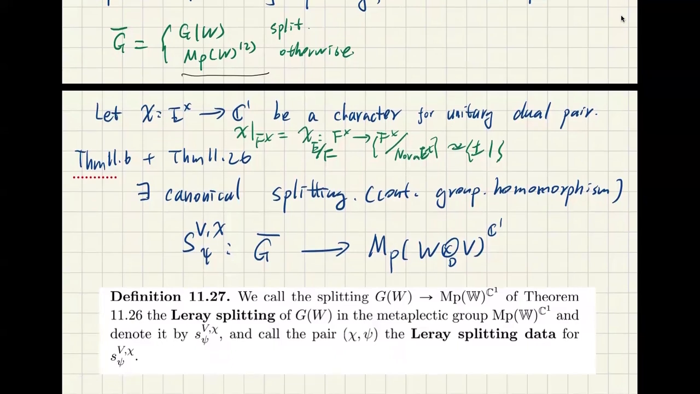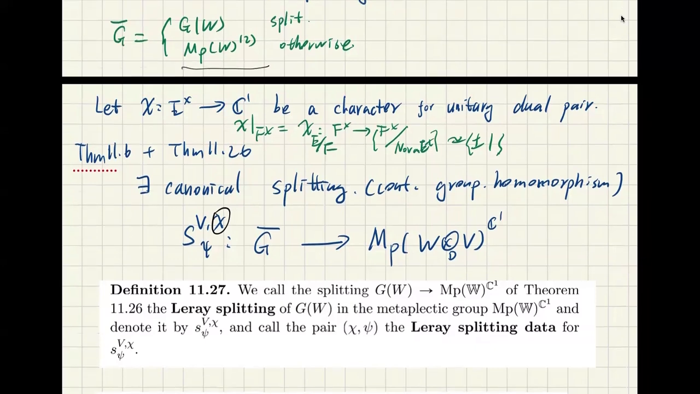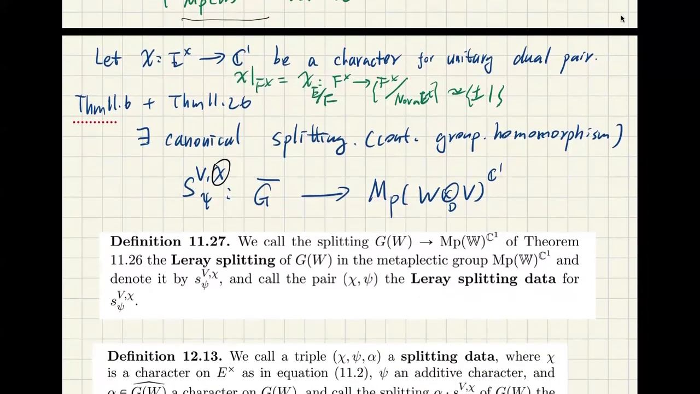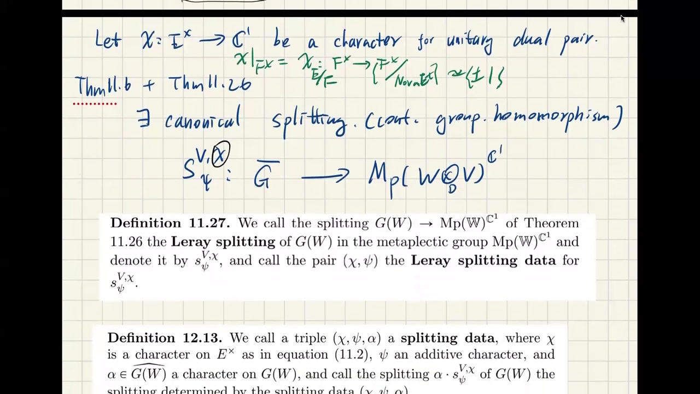Okay, so this splitting only depends on chi. Of course, in its construction you have to choose a polarization, but after quite hard work, you will be able to show that it's independent of all these kinds of choices. And we call this splitting the Lurie splitting of GW in the metaplectic group, and this data will be called the Lurie splitting data.